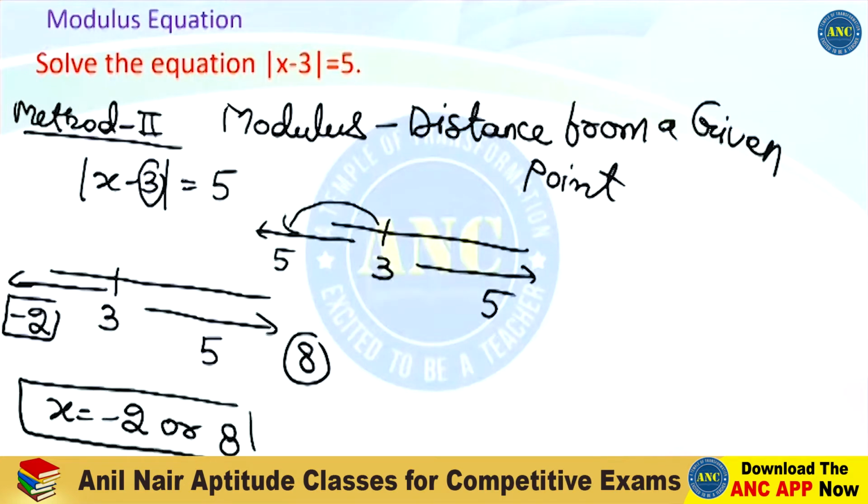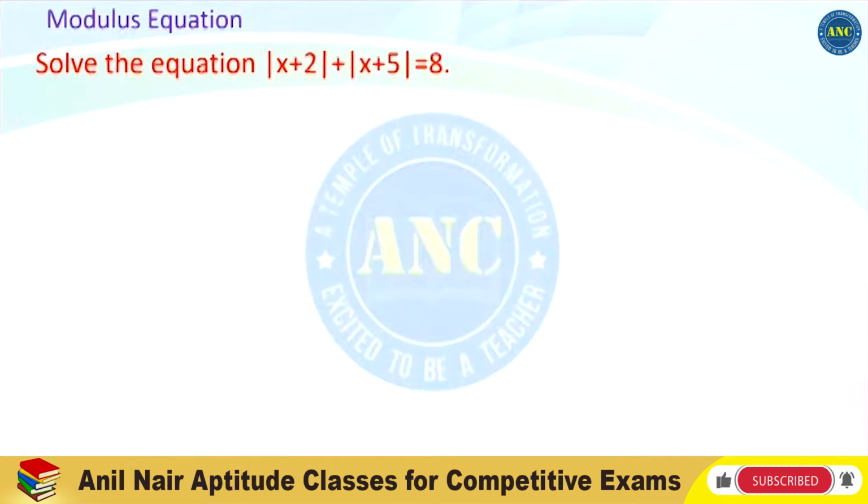Two ways: |x| = a means x = plus or minus a, or take the critical point as 3. Next one, solve the equation |x + 2| + |x + 5| = 8.